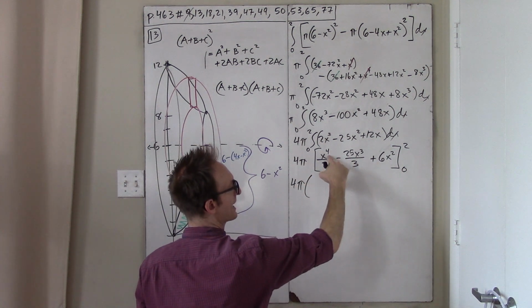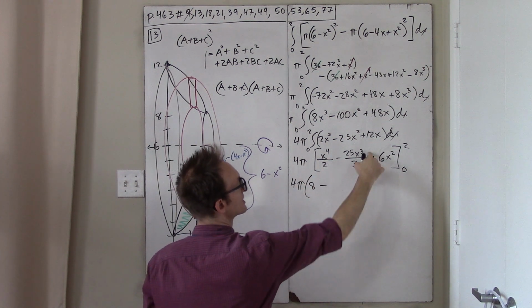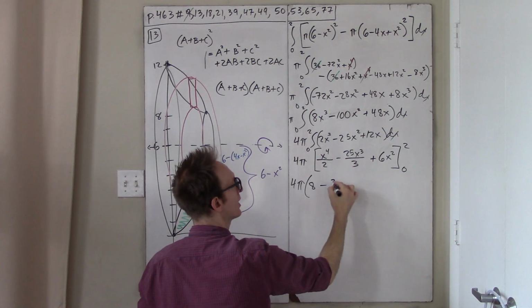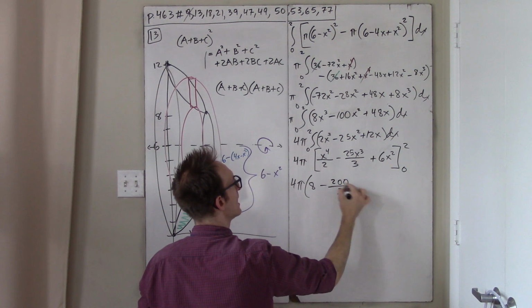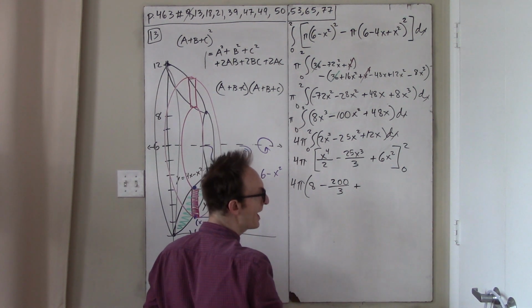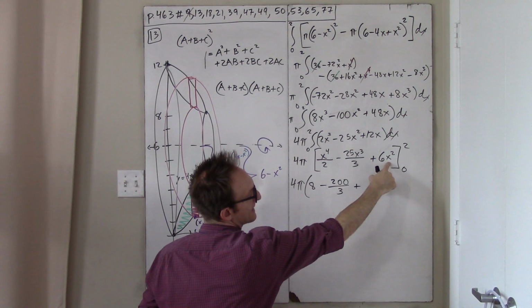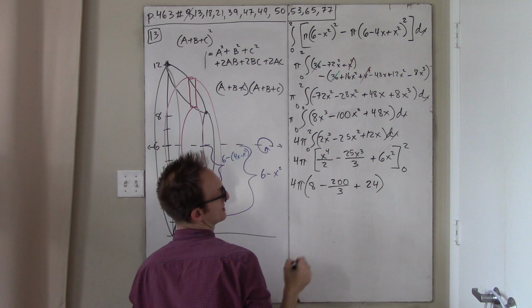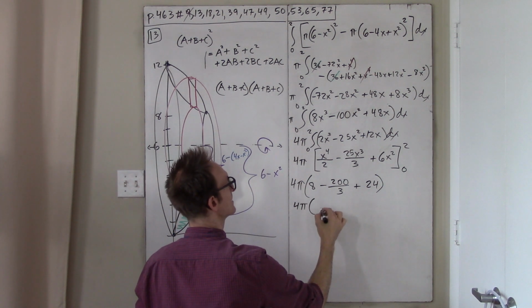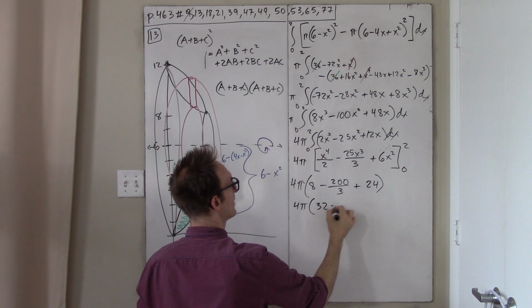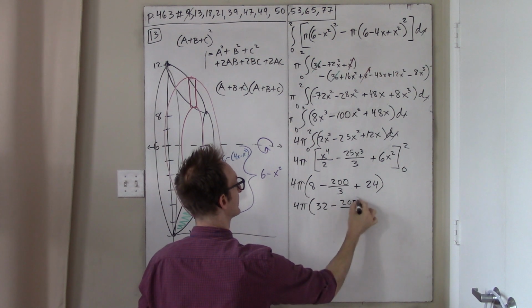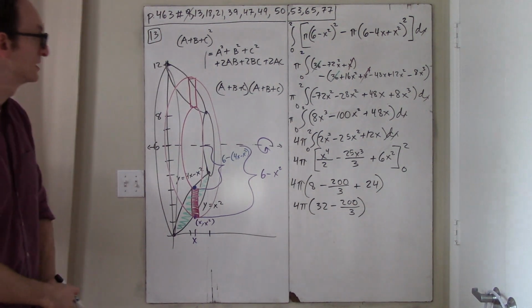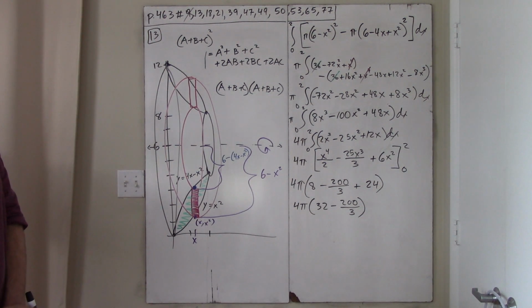When I put 2 in, I get 16 over 2 is 8. When I put 2 in here, I get 8 times 25, which is 200. And when I plug in 2 here, I get 4, I get 24. And then the zeros are all 0. So what do I got here? 4 pi times 32 minus 200 over 3. That is definitely wrong. So that makes me very sad.